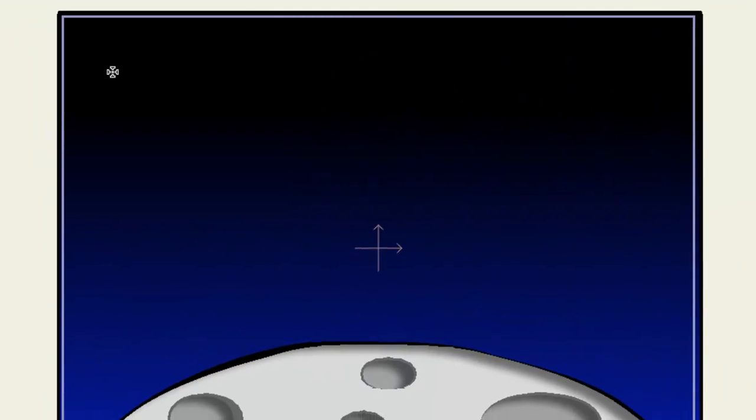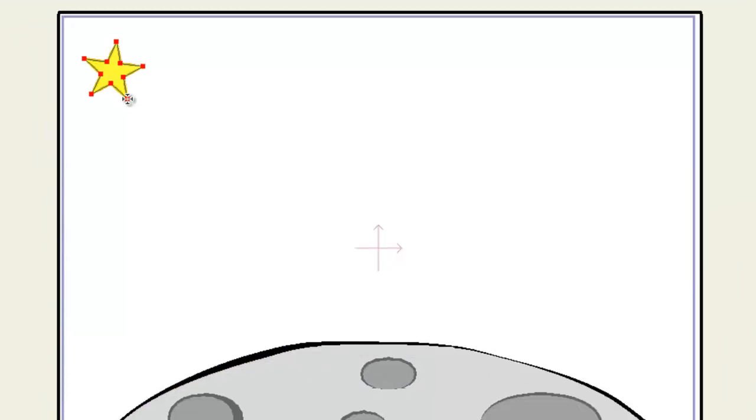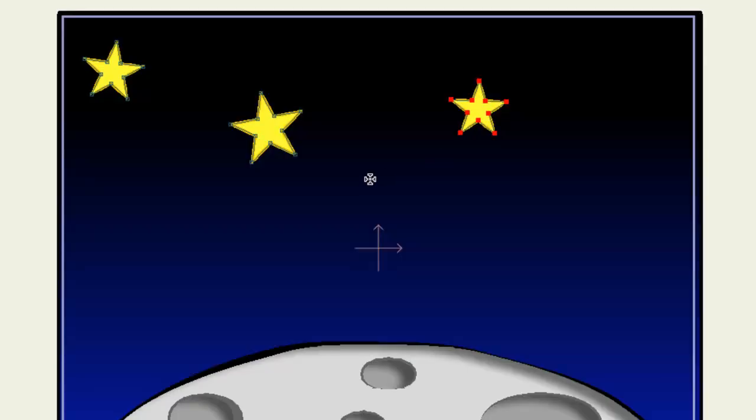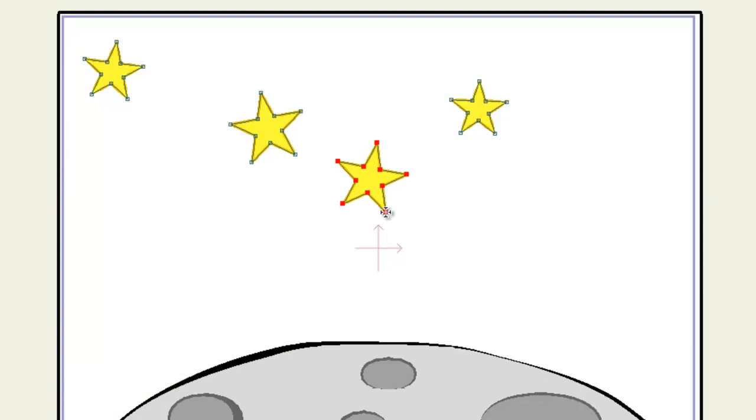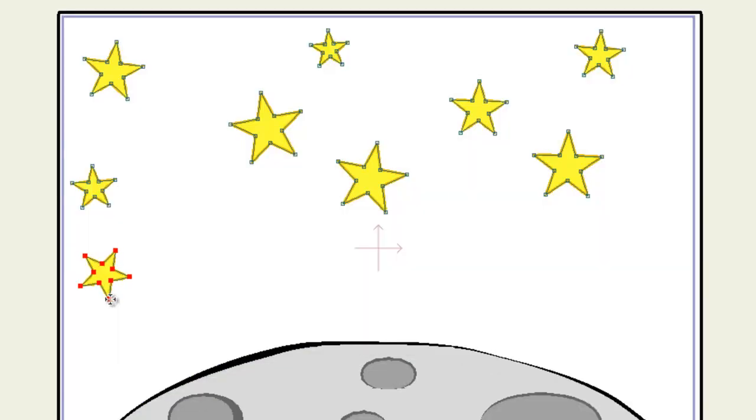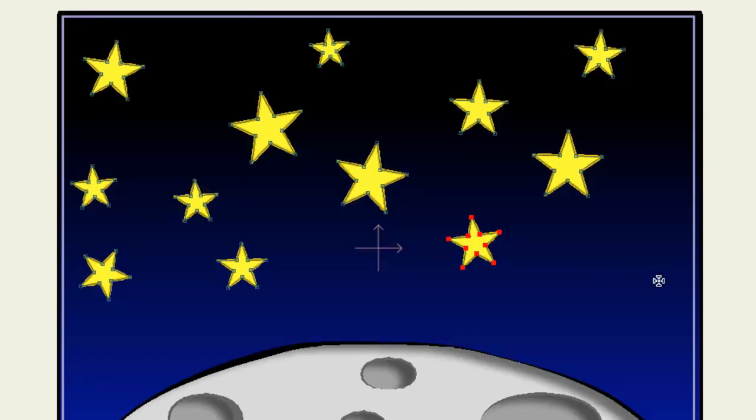And now I'll come over here and start drawing up some stars. So like this, and this. You can vary in size and rotation. But just as long as we get some stars here on the canvas.